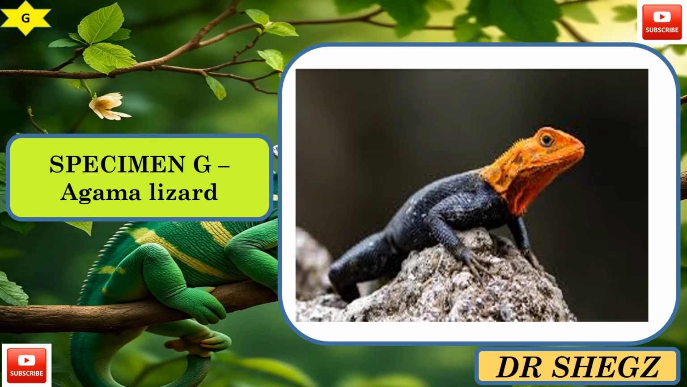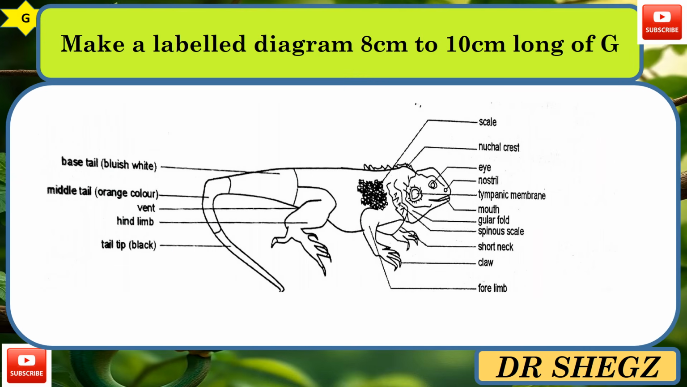Agama lizard. Agama agama. Make a labeled diagram. Don't forget to write your title and your magnification, times 2, times 3, times 0.5, depending on exactly your measurement and the size of your image and the size you are supposed to draw. Now I use 8 centimeter, 10 centimeter, but they can tell you 10 to 12, they can tell you 6 to 8.